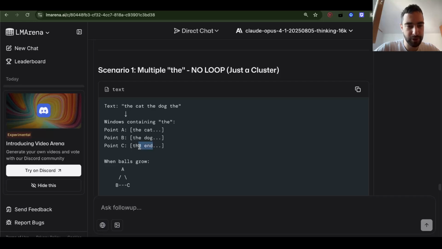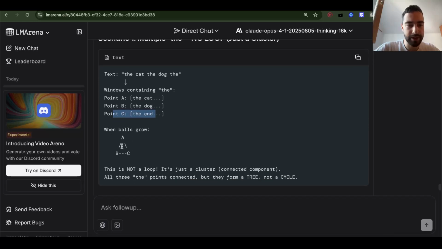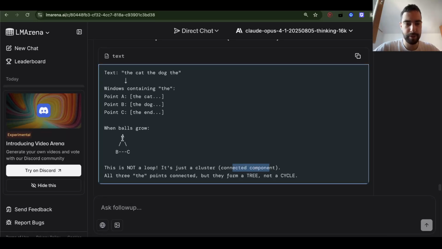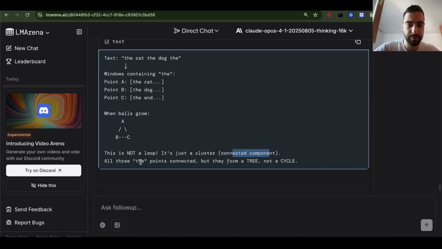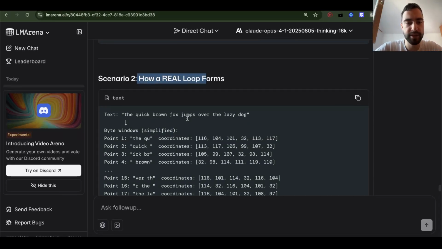Okay, this is a bit confusing. Let's just say we have 3 points. They have this "the". When balls grow, let's say A and B connect and A and C connect. This is not a loop. It's just a cluster, connected components. Because B and C are not connected in this case, all 3 "the" points connected, but they form a tree, not a cycle. Scenario 2, how a real loop forms.